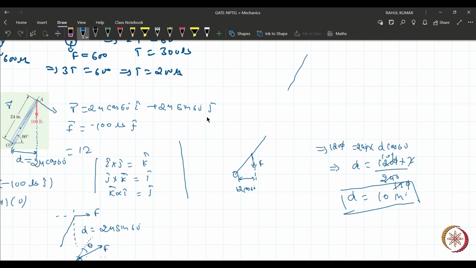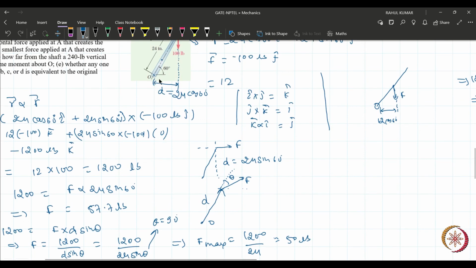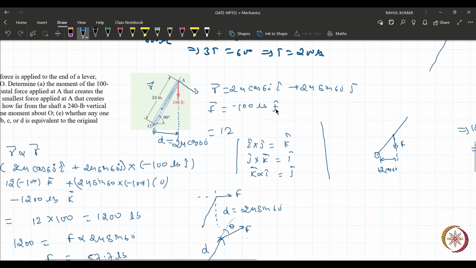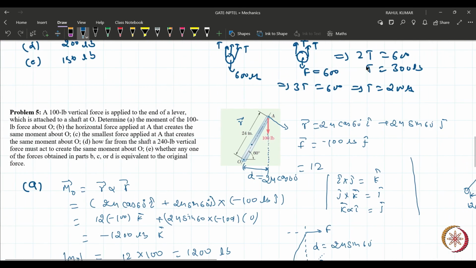Suppose in all the situations, the moment about point O by applying these forces will be the same. But the problem is the forces are different. The effect of force is translation, but the effect of moment is rotation. The effect of rotation will be the same, but the translation will be different. That's why all those forces will not be equivalent. Did you get it? Yes, sir.